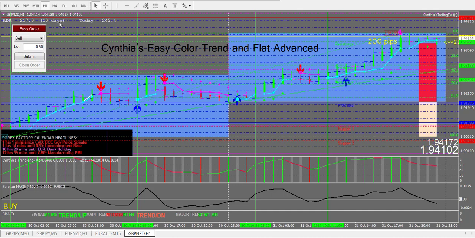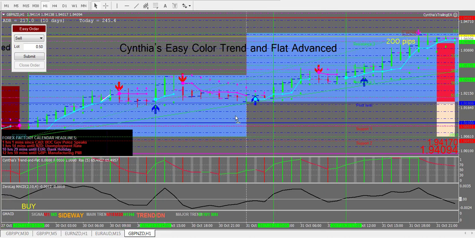This is my favorite pair to trade, the pound New Zealand dollar. I'm in a 1 hour chart today. The average daily range, well, over the last 10 days is 217 pips. Today alone, it moved 245 pips. So this is a great trending pair, and if you're not familiar with it, I would recommend that you learn how to trade it, become familiar with it.